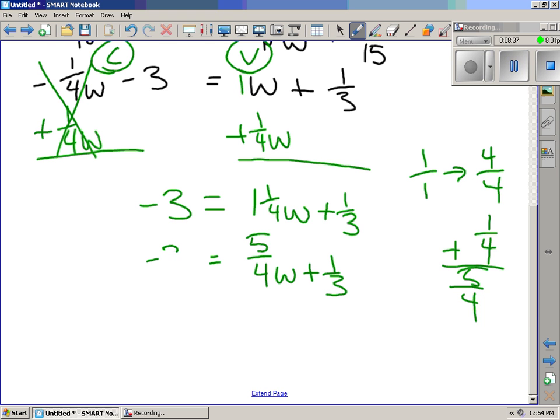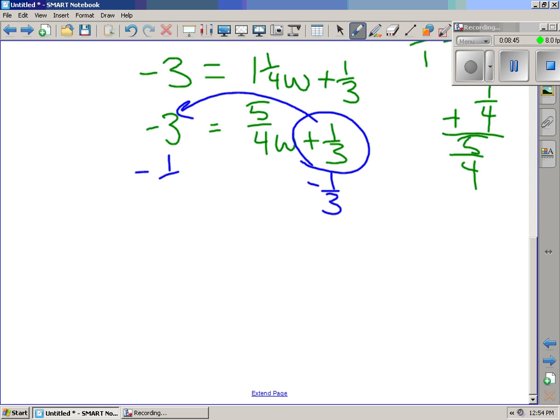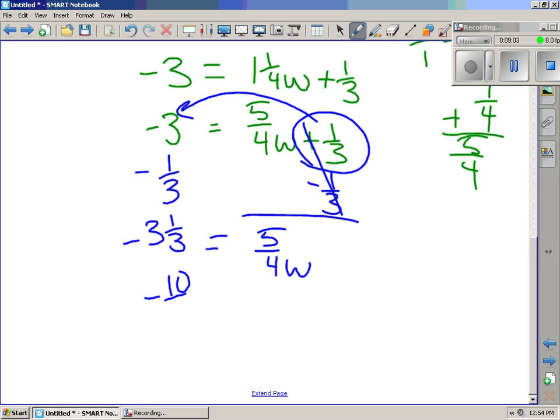The next step is to move all the constants to the left side, and I'm going to do that using inverse operations. Whatever you do to one side, you must do to the other side. 1/3 minus 1/3 equals 0, so I'm left with 5/4 w. On the left side, -3 minus 1/3 equals -3 1/3, since they're both negative. You could have also written that as -10/3.